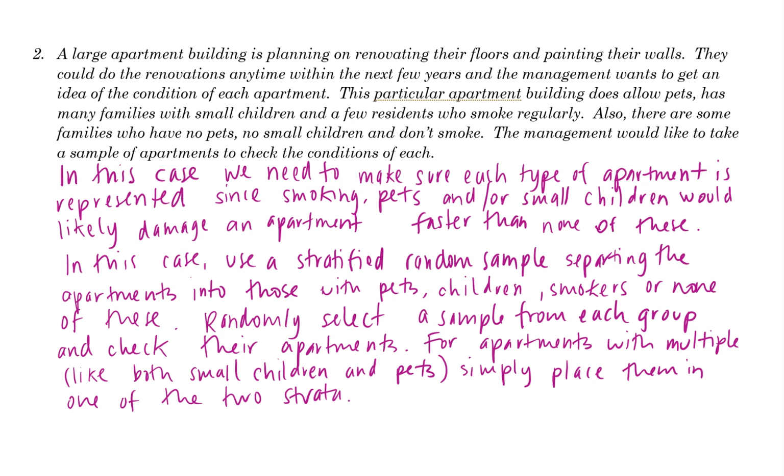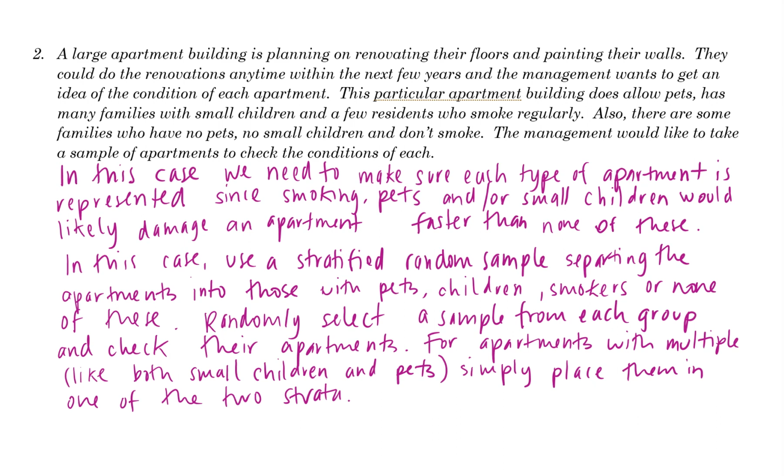So in this case, we need to make sure each type of apartment is represented, since smoking, pets, and small children would likely damage an apartment much faster than none of those things. So because of that, we need to make sure every type of apartment is represented. And the only sample that guarantees each type of apartment would be represented is a stratified sample. So in this case, we would use a stratified random sample. And the way we would do it is we would separate the apartments into those with pets, those with children, smokers, or none of these. Then we would randomly select a sample from each group and check their apartments so that we could see for each group how are their apartments doing.